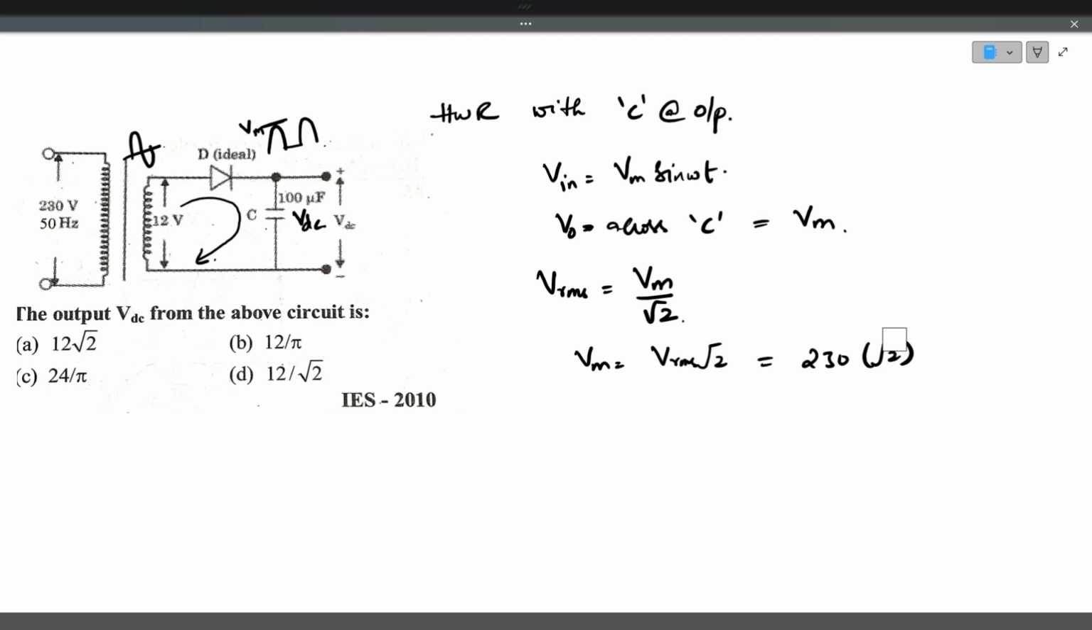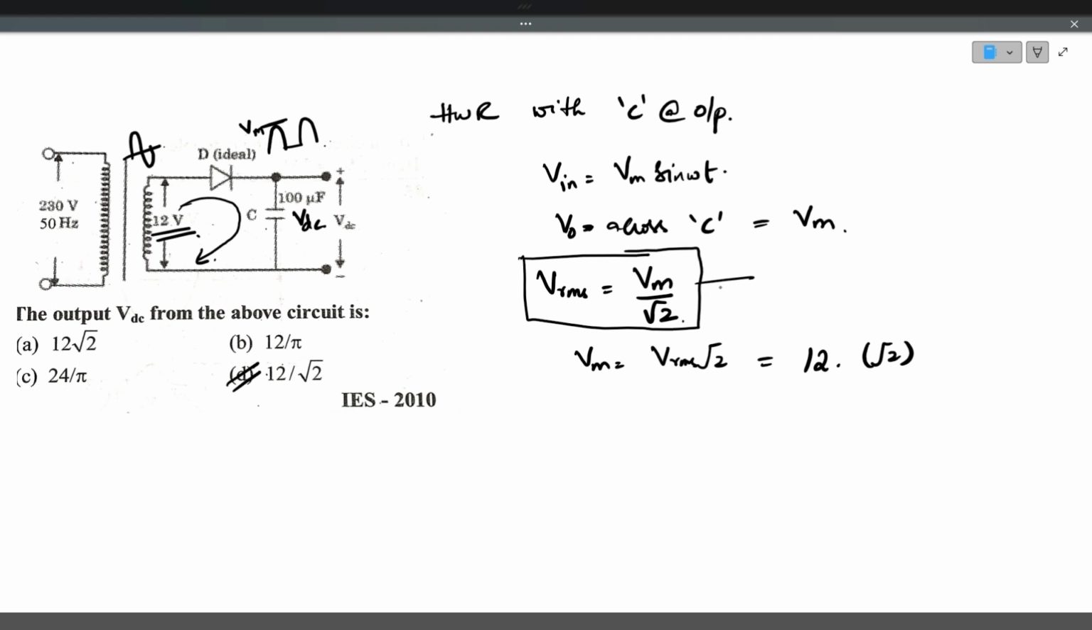Sorry. Actually here Vrms is 12 volts. We have to consider 12 because 12 volts is the secondary output, not input. The voltage across the secondary winding is 12 volts. So that particular voltage we need to find. So it is 12 root 2. Answer is option D.